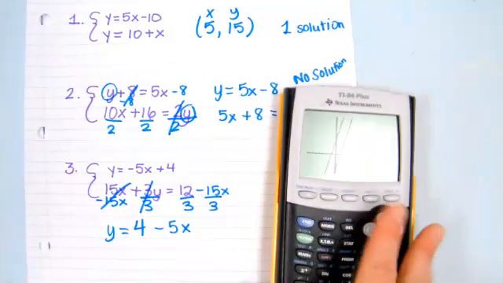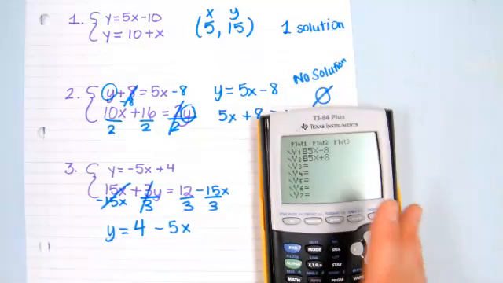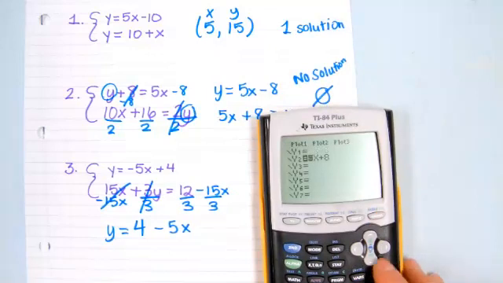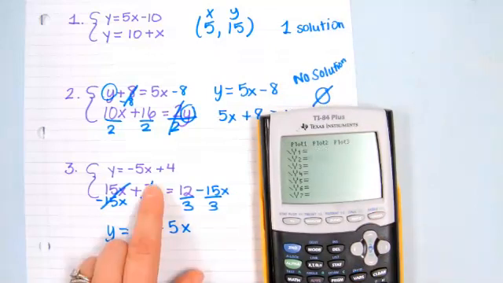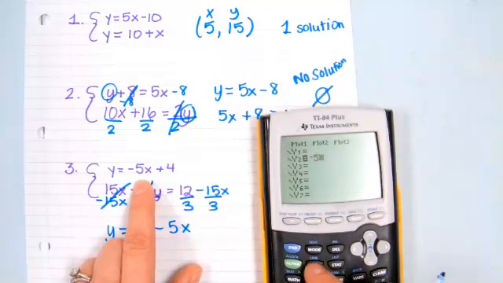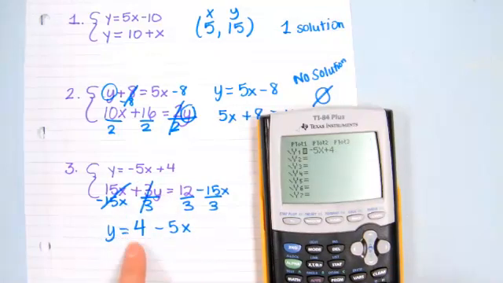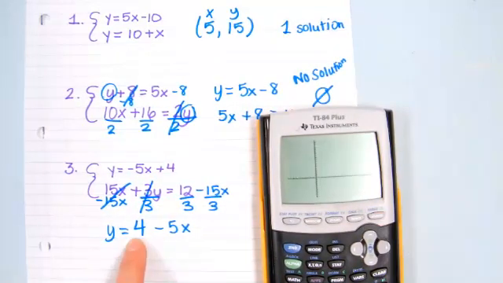All right, let's go back to our y equals. Clear that out. Put this new one in. So I've got y equals negative 5x plus 4. Oops, that's in the wrong spot. Sorry. Negative 5x plus 4. And then my second one says y equals 4 minus 5x. And then we're going to press graph. Here goes the first line.